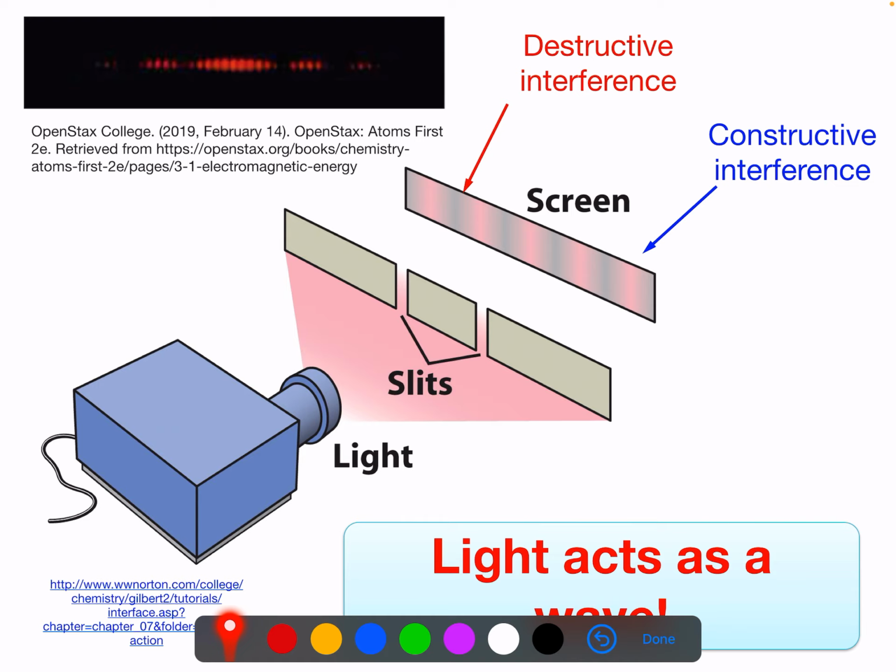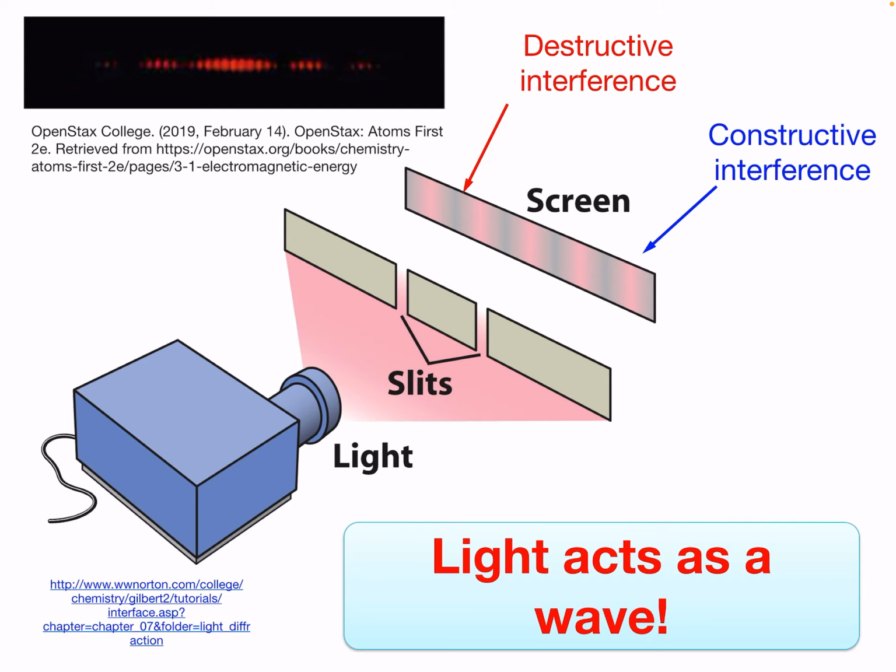So anything that's going to interact like this and form this interference pattern must be a wave. You can't do this with a particle. It has to be a wave to get this interference pattern. So that key is light is a wave. And that's really the key takeaway.